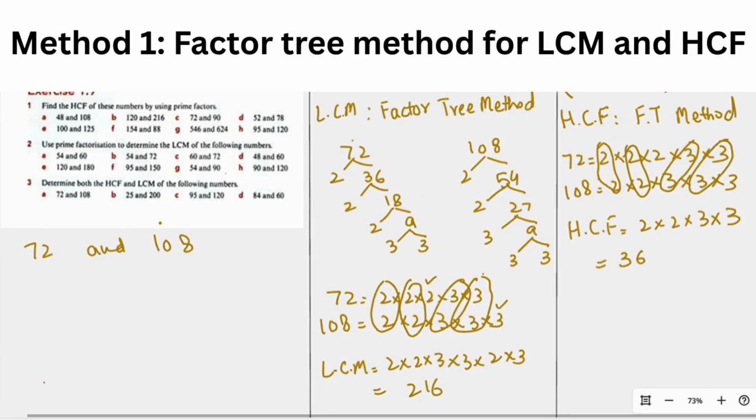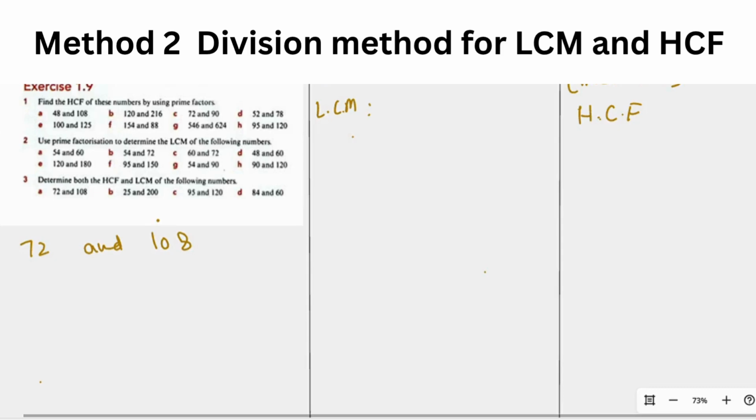Division method, it actually starts with the given number and then we divide it by the smallest prime number, that is 2. And we will divide it evenly by 2. First, let us write the number 72 and 108, and then the smallest prime factor of 72 and 108 is 2.